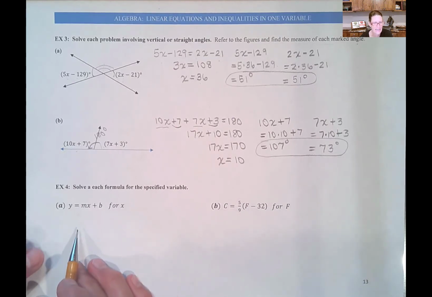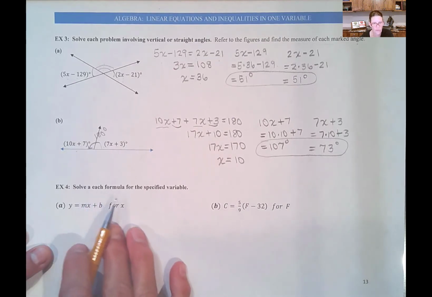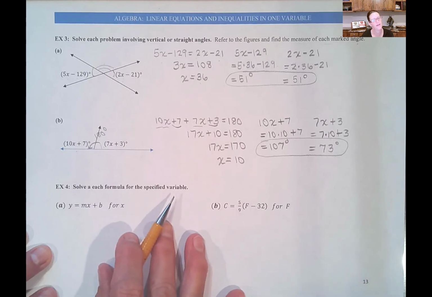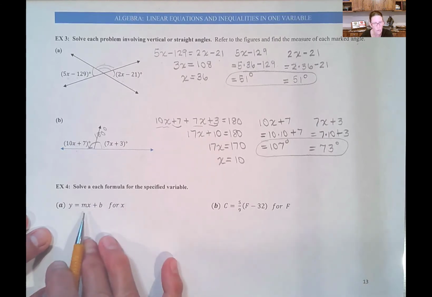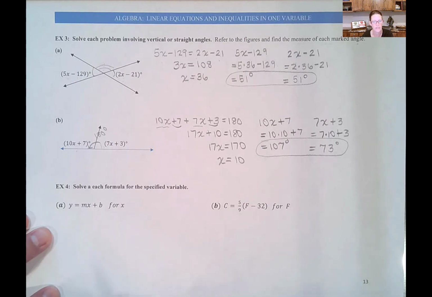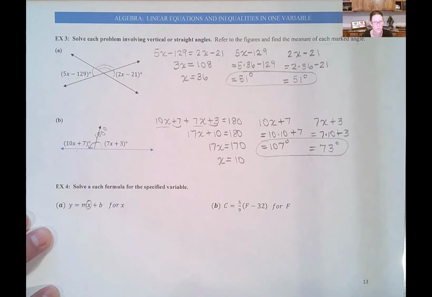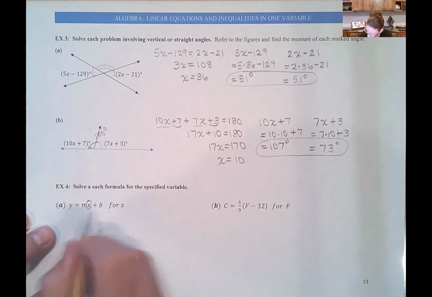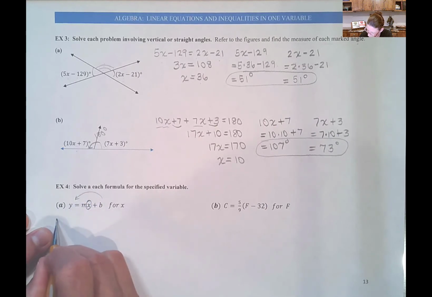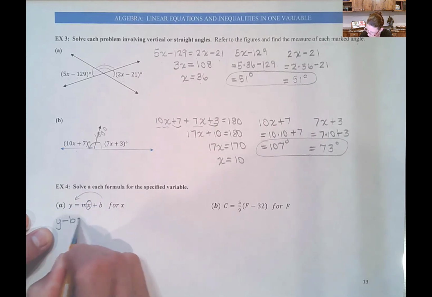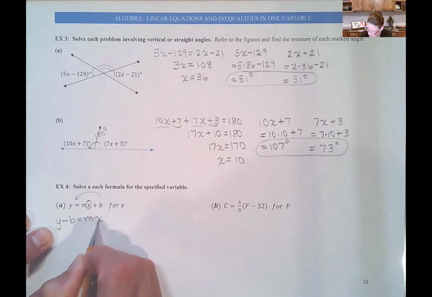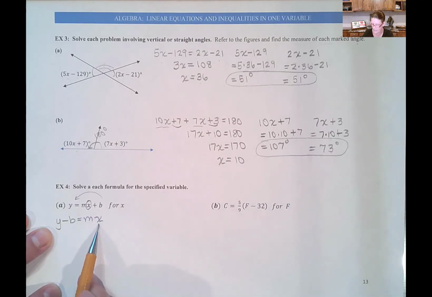Lastly, in example 4, here we're just going to work with formulas and solve for a specified variable. y equals mx plus b is our slope-intercept form of the equation of a line, and we're going to work with that extensively in chapter 3 of this course. Okay. So we want to solve for x. Let's first subtract b. y minus b is equal to mx. Remember, we're trying to isolate x by itself on one side.